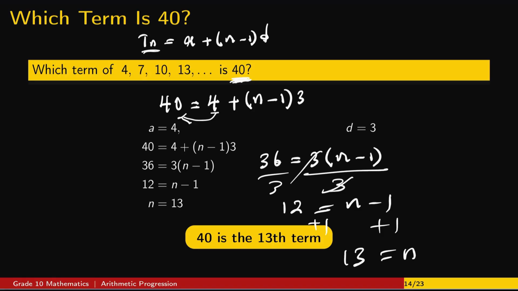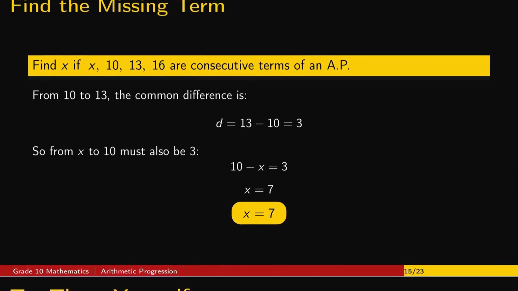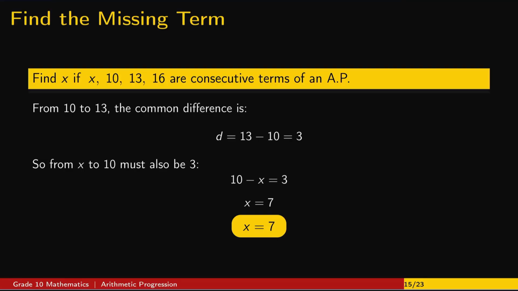So if this question was to find the 13th term, you were going to find 40. But here they give you 40, then they ask you to find n, so we are looking for the 13th term. Now, this is an exam style question.